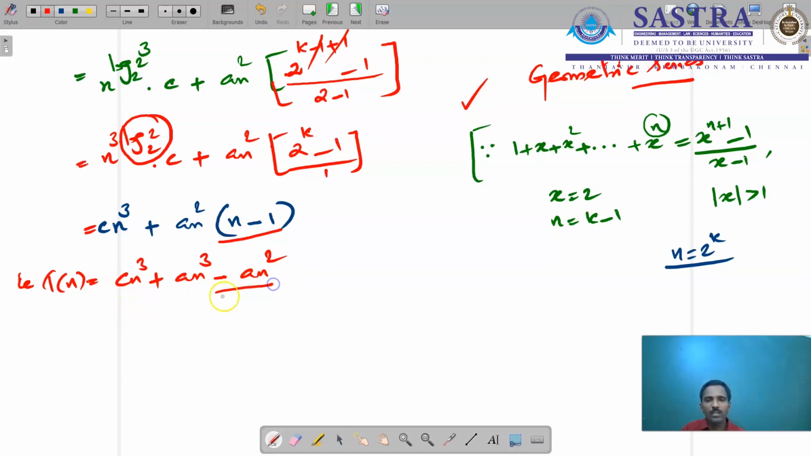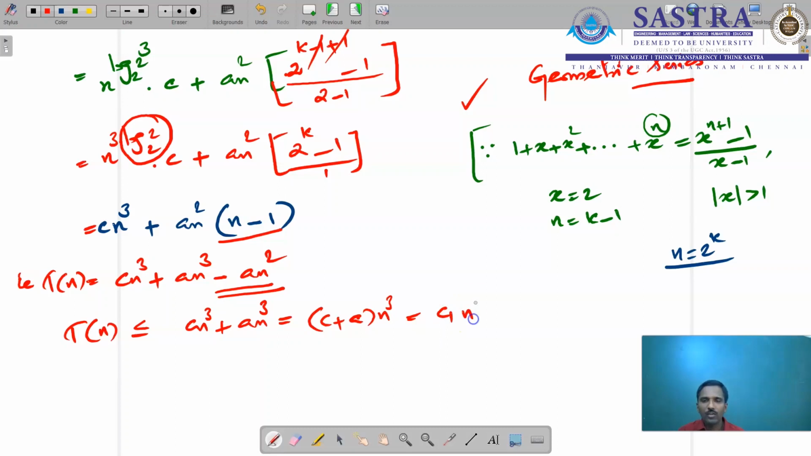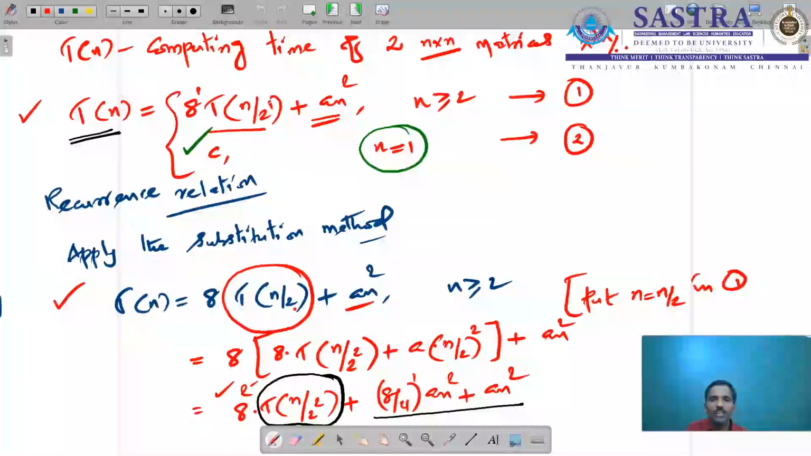If we ignore this negative term, ultimately T of n is less than or equal to c into n power 3 plus a into n power 3. That means c plus a into n power 3, that we can write as a constant c1 into n power 3. Since T of n is less than or equal to c1 into n power 3, because in the termination stage, when n is equal to 1, we have applied equation number 2.